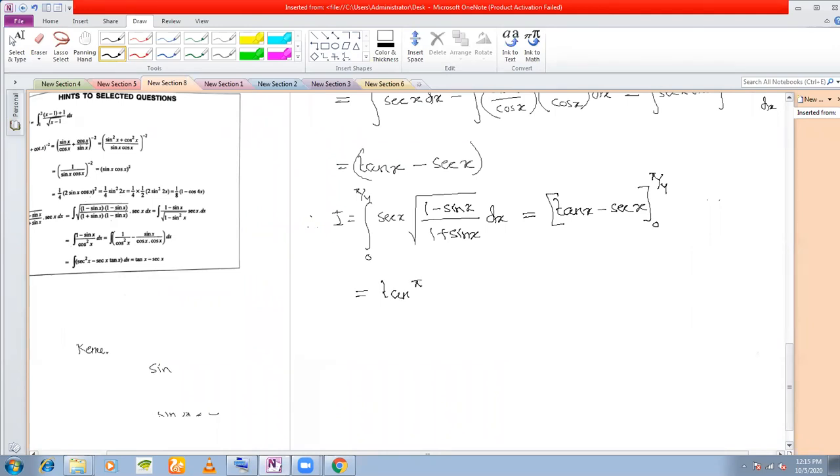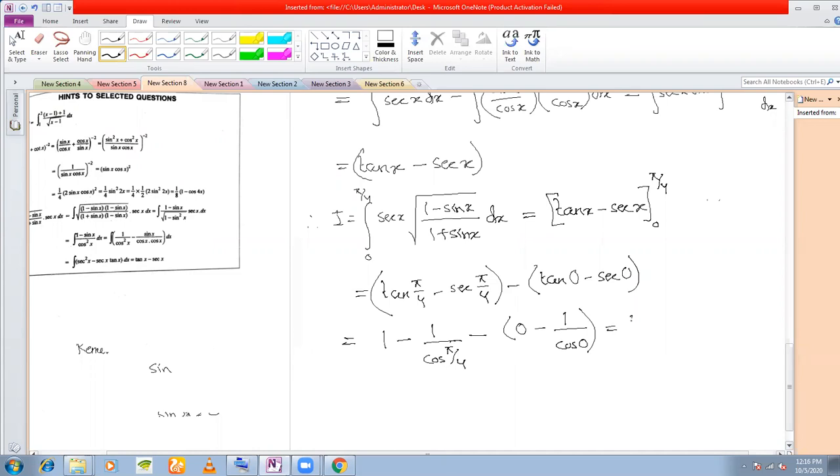So we now put the upper limit and the lower limit. Upper limit tan pi by 4 minus sec pi by 4, minus tan 0 minus sec 0. So tan pi by 4 is 1, you know. Sec pi by 4 is 1 by cos pi by 4. And tan 0 is 0. And sec 0 can be written as 1 by cos 0. So this is 1 minus, cos pi by 4 is how much? 1 by root 2, right? And minus 0 minus 1 by cos 0 is 1.